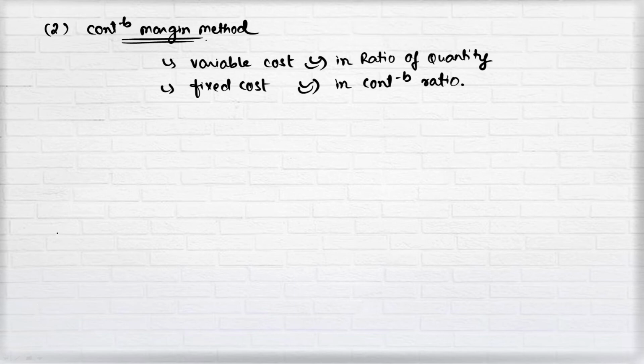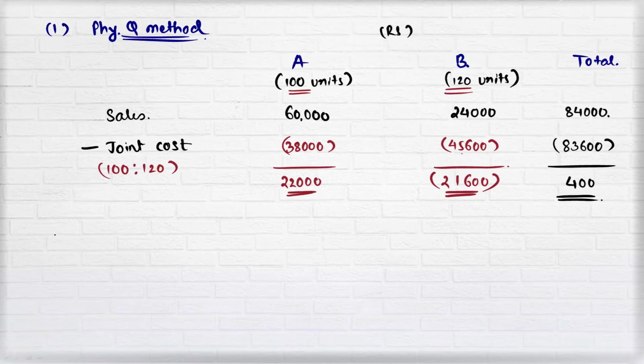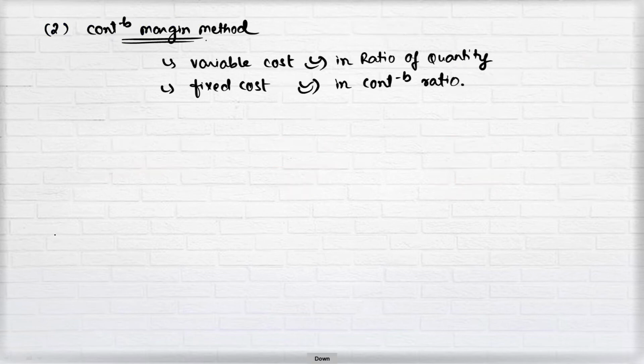It is a logical method, somewhat yes. Why? As far as variable cost is concerned, it is good. Variable cost is dependent upon number of units. Is that all? See, what is the problem in this method? You have divided your fixed cost even in which ratio? Number of units. Number of units is not a good measurement to distribute fixed cost, because fixed cost is not dependent upon number of units, which will be taken care in this particular method, whereby you distribute fixed cost in contribution margin ratio and you distribute variable cost in ratio of quantity.